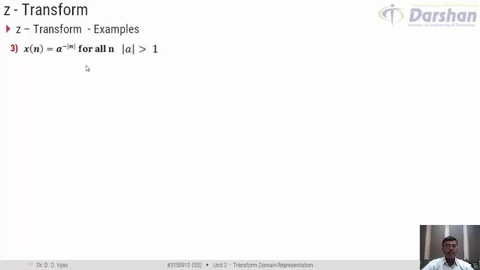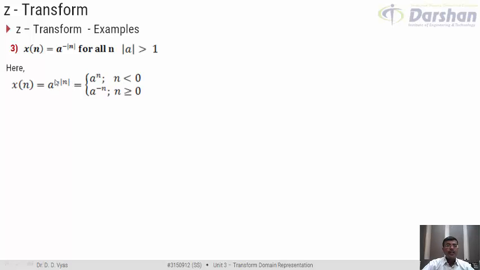Now because we have this mod, we can actually write x of n as a combination of two signals as follows. x of n can be written as a raised to power n for n less than 0, and it can be written as a raised to power minus n for n greater than or equal to 0. In fact, we have discussed this concept before also. Let us try to revise this.